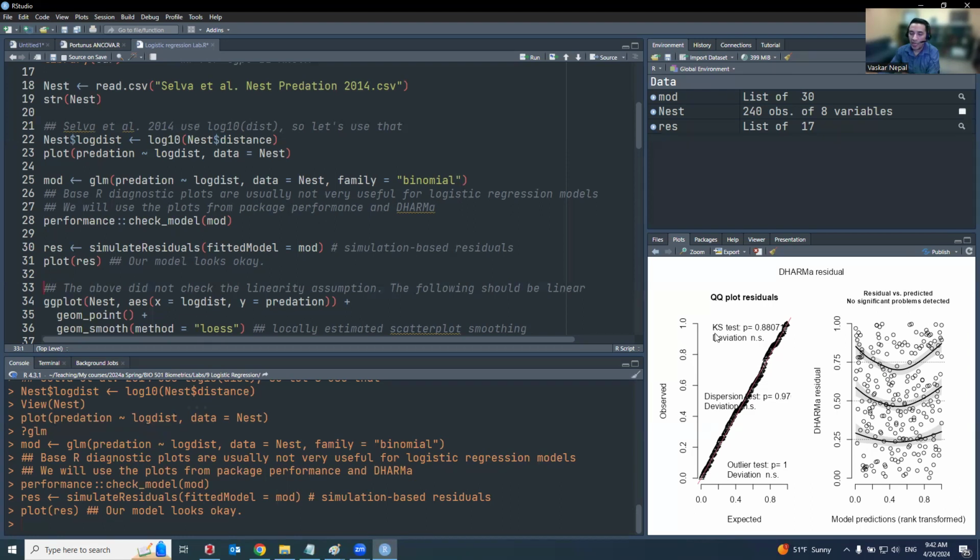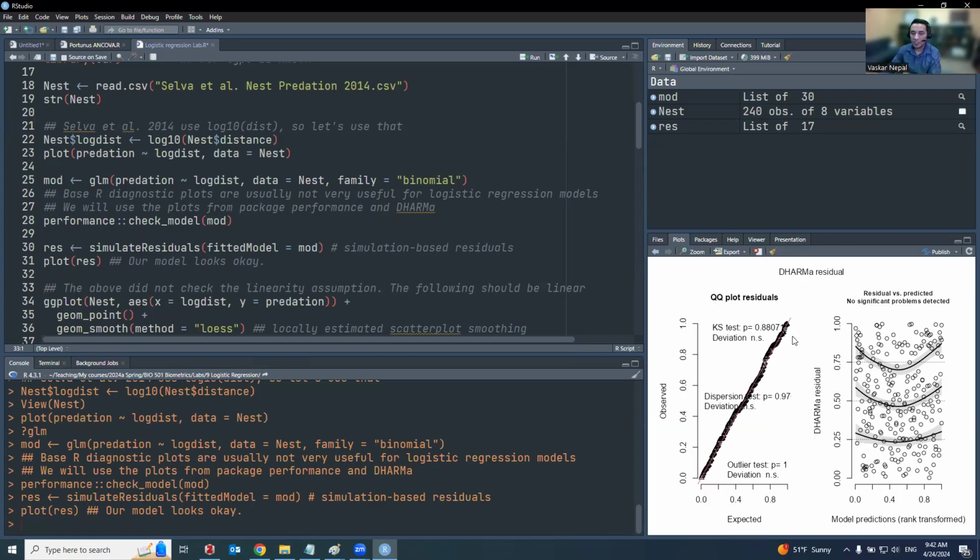Then we look at the normality assumption using the KS test on the left. The p-value is 0.88, which is much higher than 0.05. So the normality assumption is met pretty well. Dispersion assumption is met pretty well also. And the outlier test also shows that there are no influential observations. There are no outliers. So our model assumptions seem to have been met pretty well.